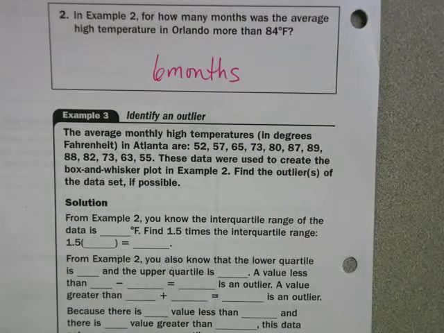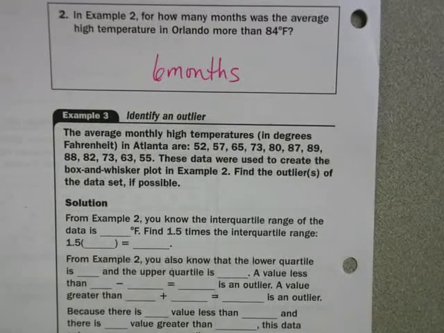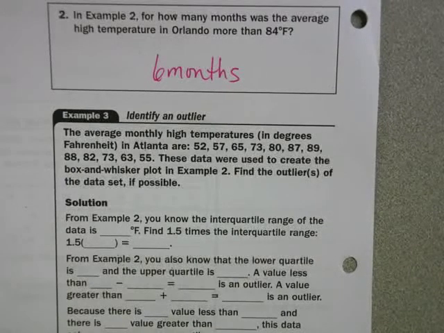All right. So the last example is identifying an outlier. There's an actual mathematical formula for going through and calculating that. We're just going to kind of look at the information and say, is something kind of out of the rest of the information. So to do that, we have the average monthly high temperatures in degrees in Atlanta, and these are the average highs. These data were used to create the box and whisker plot in example 2. That's what I had been reading earlier. Find the outlier of the data set if possible. Sometimes there's an outlier, sometimes there's not.